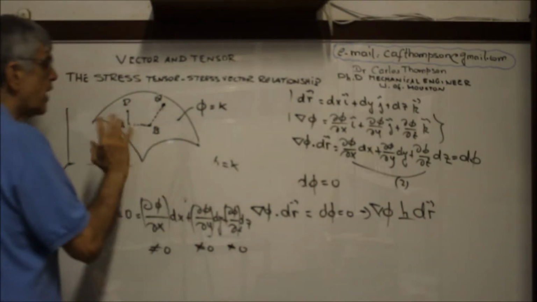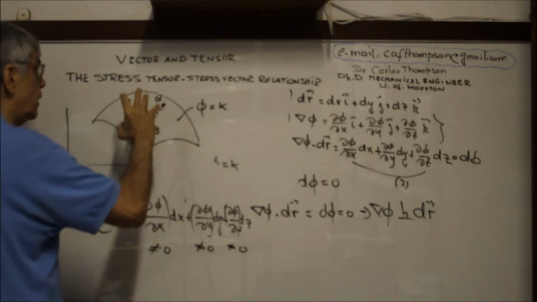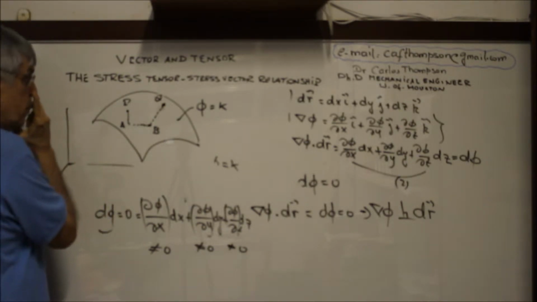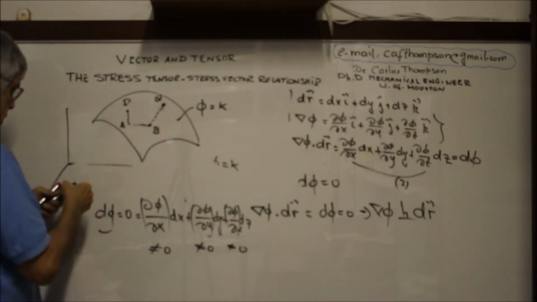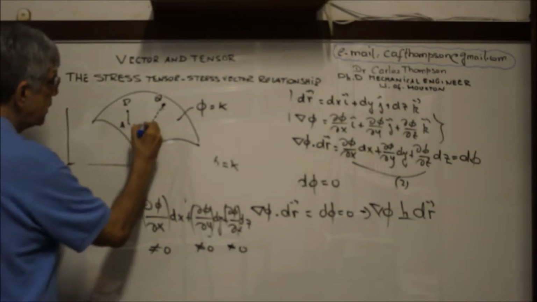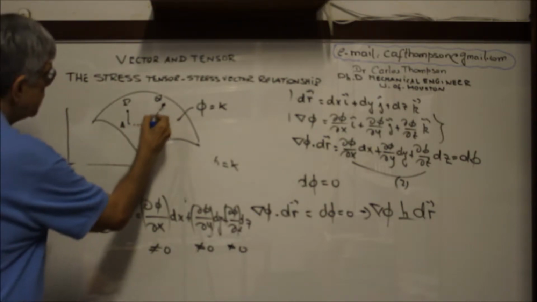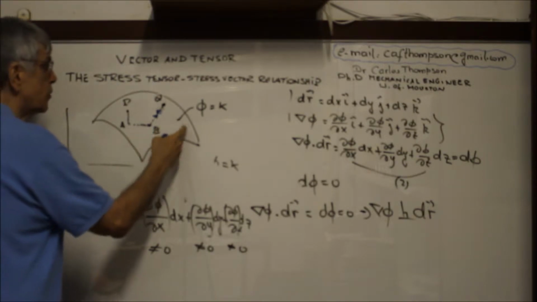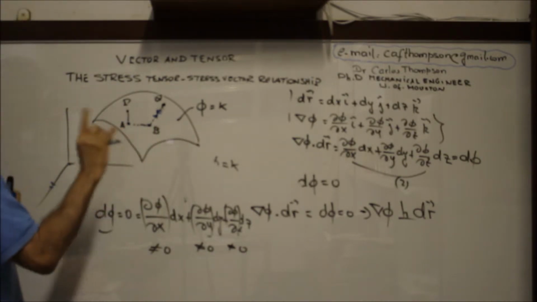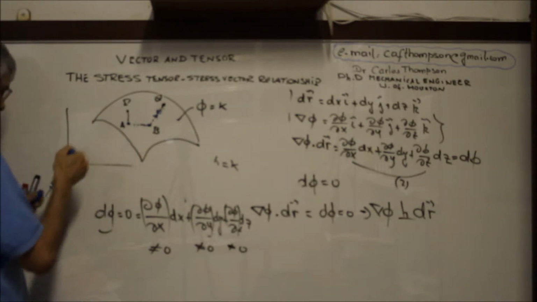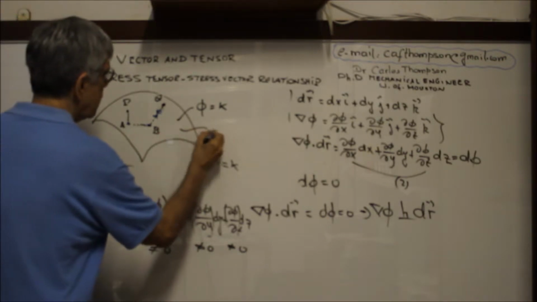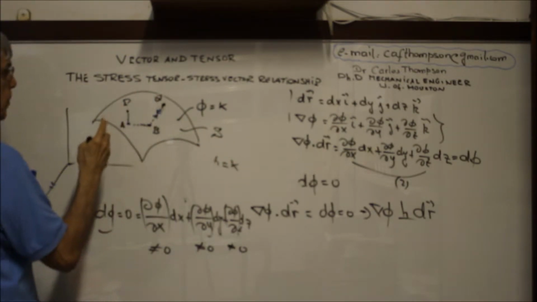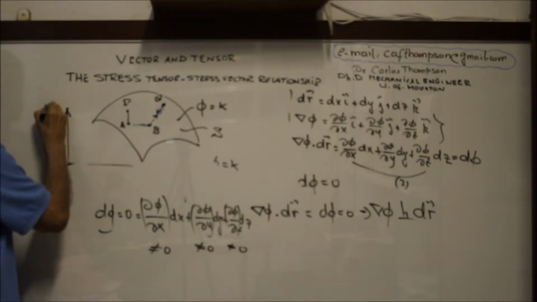I would like to emphasize that phi is constant only in points of the surface. Now, let's move from point P to point Q. When I go from B to Q, this is parallel to this x over here. So this point B does not belong to the surface S. Point A does not belong to the surface S. This is surface S, in which the only 2 points that belong to surface S are P and Q.